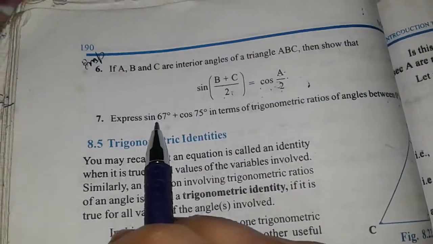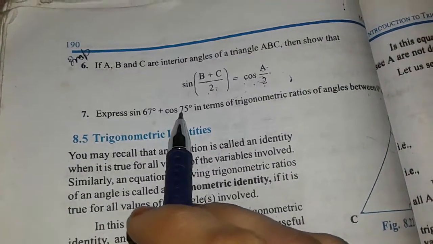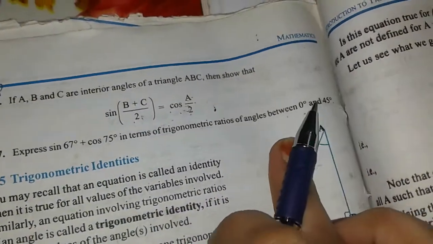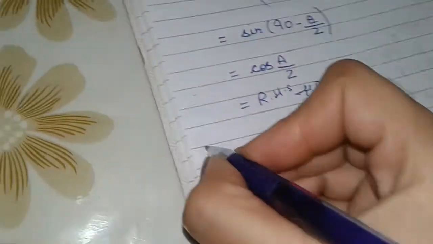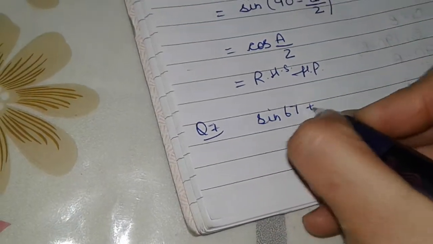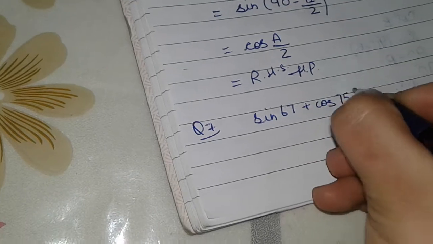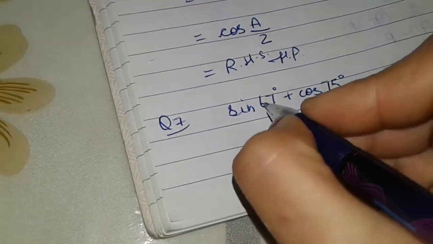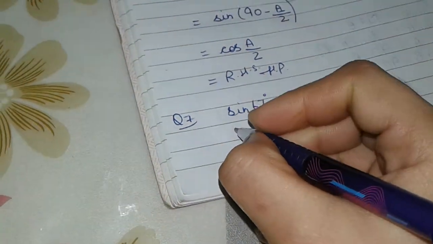Question number 7. Express sine 67 plus cos 75 in terms of trigonometric ratios of angles between 0 degrees and 45 degrees. Let's do this. Question number 7. Sine 67 plus cos 75. We have to write these angles between 0 and 45.